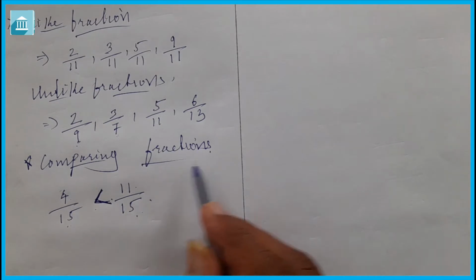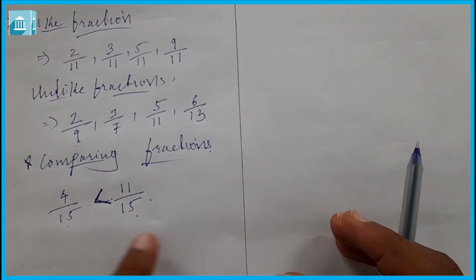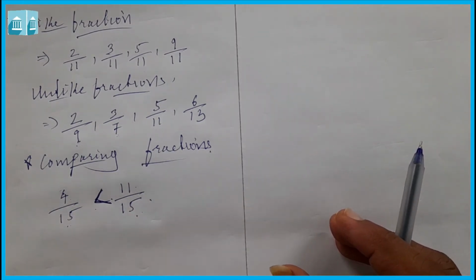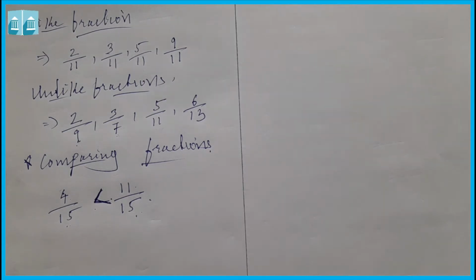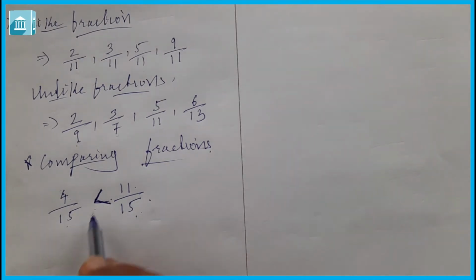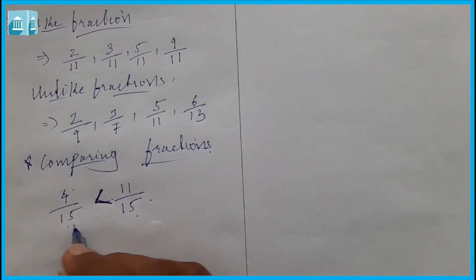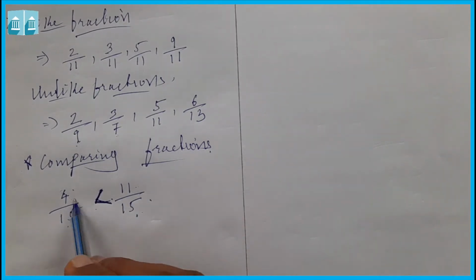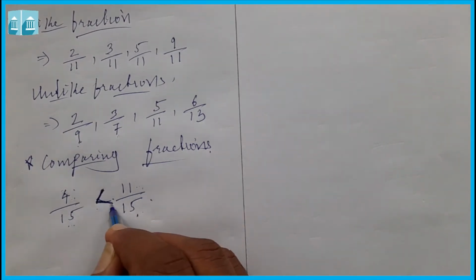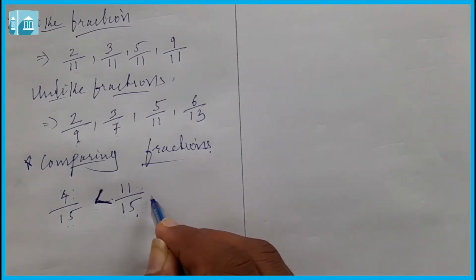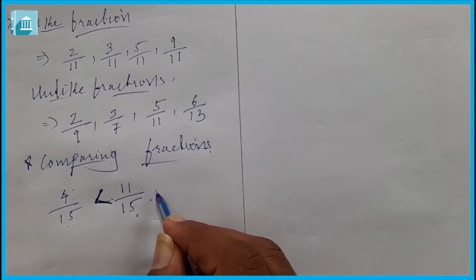And comparison of fractions is only possible when their denominators are the same, or we can say that comparison of fractions is only possible for like fractions. We cannot directly compare unlike fractions. So when the denominators are the same, we have to consider the numerator, and the fraction whose numerator is greater, that fraction is greater.